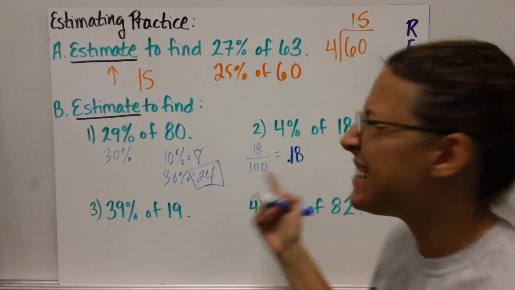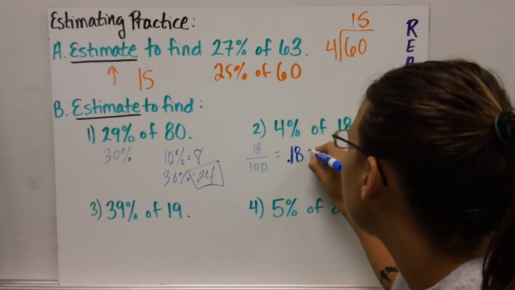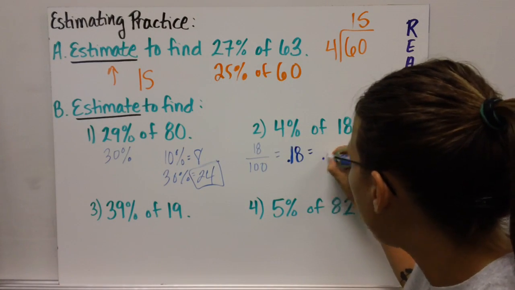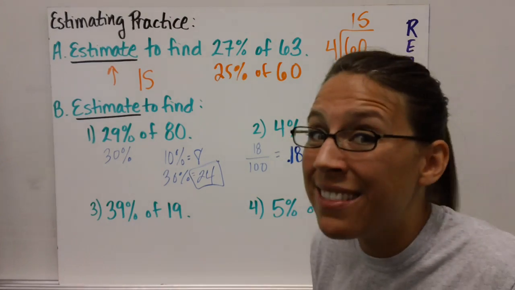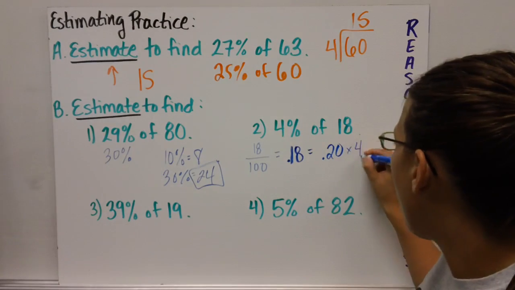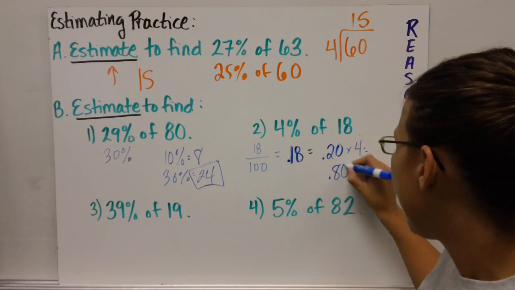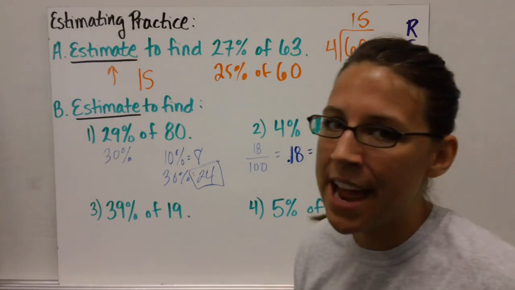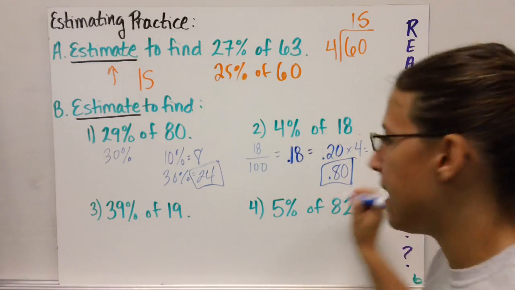Now to get 4%, we just multiply by 4. So 18 hundredths is kind of ugly. I would actually rather work with 20 hundredths, which is like 2/10, and then multiply that by 4. That's going to get me to 80 hundredths or 8/10. And this is a wonderful estimation.